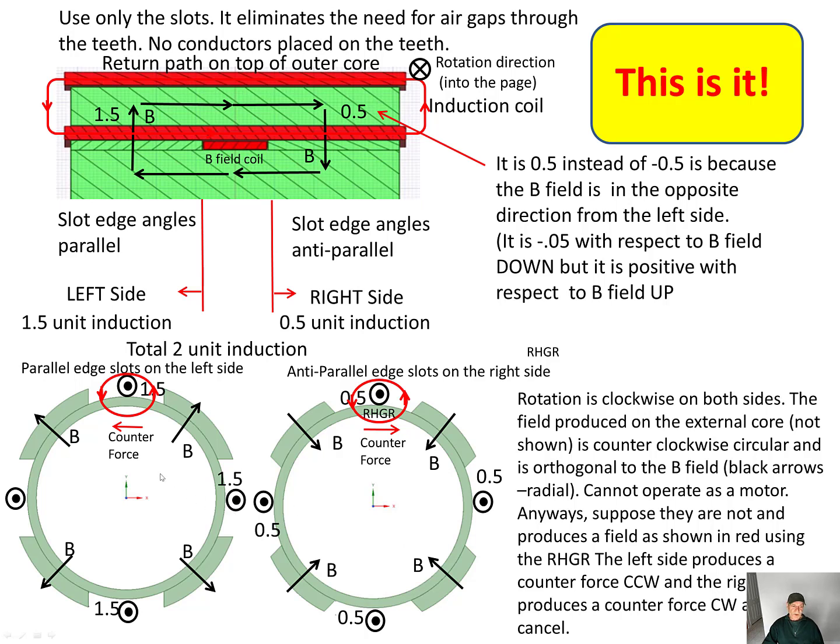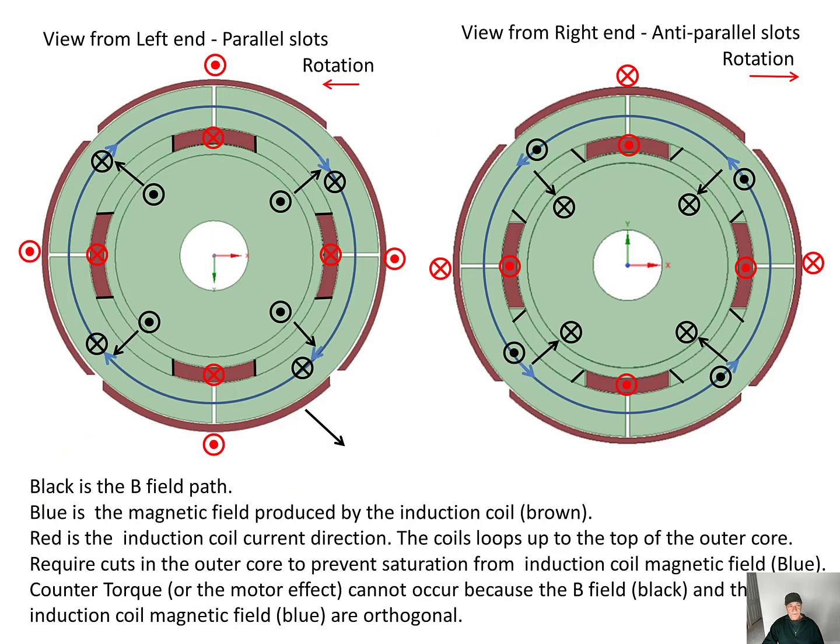So we have two ways that work against it being able to operate as a motor. If the field produced is circular and orthogonal, there is no force. Or, because on the left-hand side the B field is vertical outwards, on the right-hand side the field is downwards, and the current is in the same direction, this creates a counterforce to the left. This creates a counterforce to the right. Again, the torque cancels. So there's no way you can operate this as a motor.